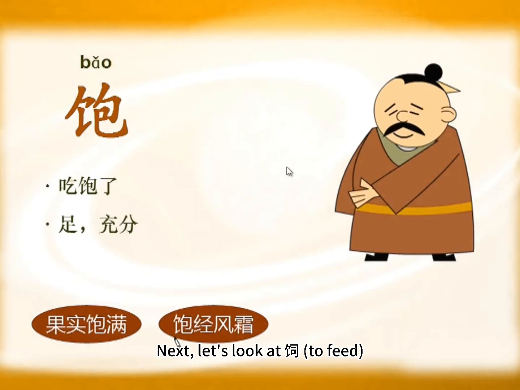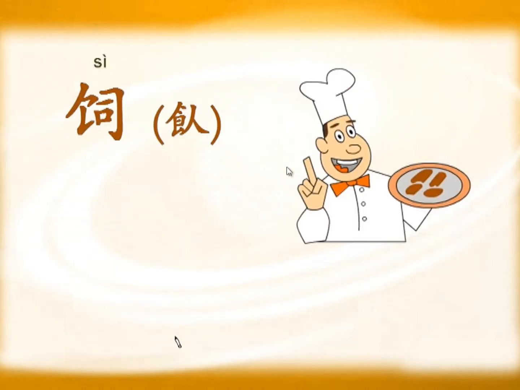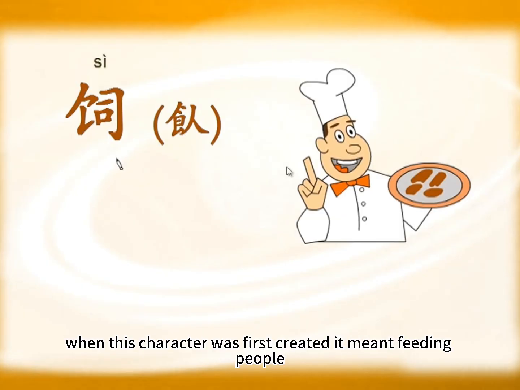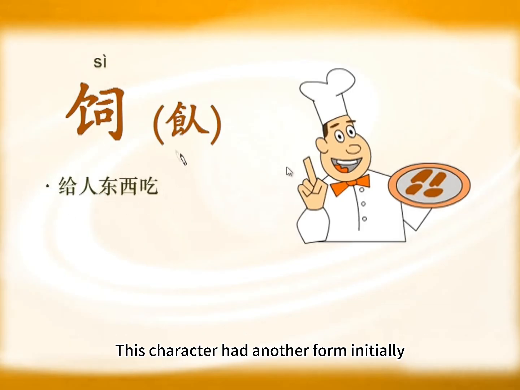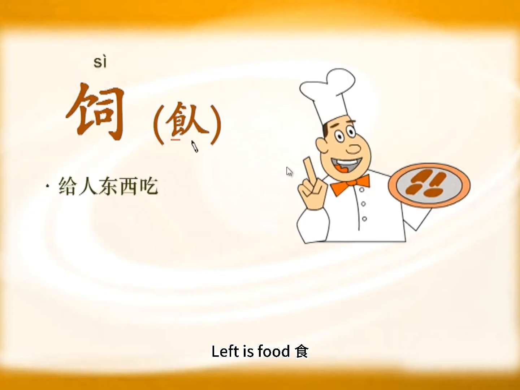Next, let's look at 饲, to feed. 饲. Today it means feeding animals, giving food to animals. But in ancient times, when this character was first created, it meant feeding people. This character had another form initially. Let's look. Left is 父食. Right is a person, meaning giving food to a person to eat, meaning feeding people.